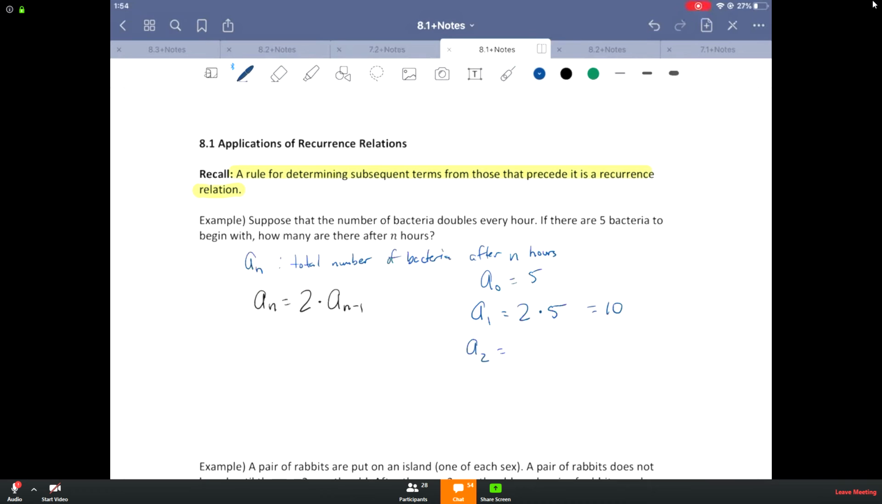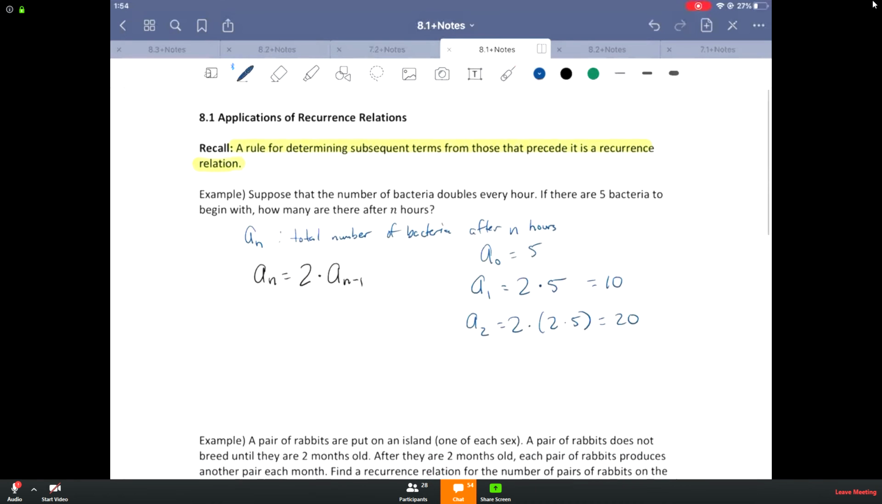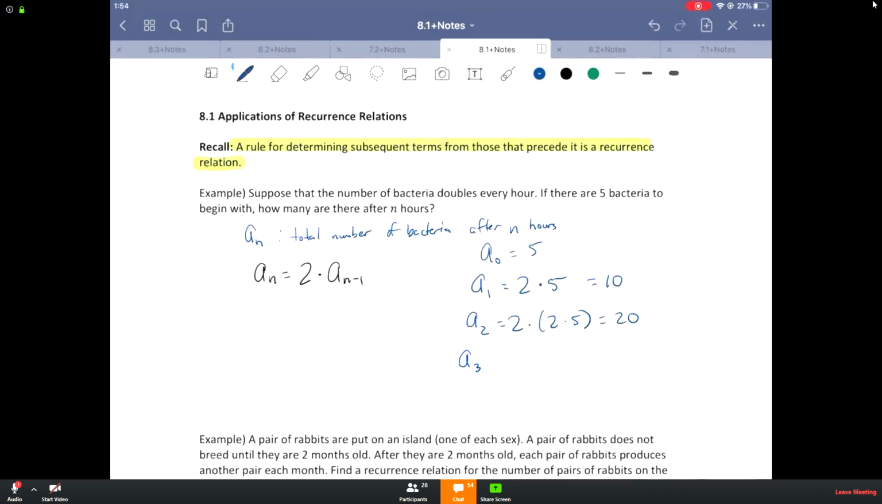The second hour, so after the second hour, we have a 2, and we're going to match it up with this one. We have a 2 times whatever we had before, 2 times 5, which is 20. Now, if you write a 2 times 10, I think it's harder to see what the formula comes out to be. But this one works as well. But I want to show you, you can write it a different way also.